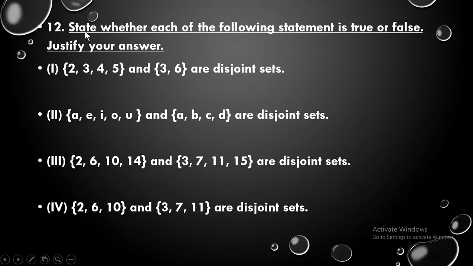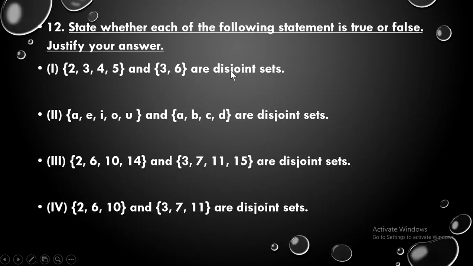Then the 12th one you see, they say state whether each of the following statements is true or false and you need to justify your answer too. So first question, they say that these two sets are disjoint sets. Now whether it is true or false, we have to prove that. Okay, so you can see that 3 is present in both the sets. Now the intersection of these two sets is 3. That is, one common element is present in both the sets.